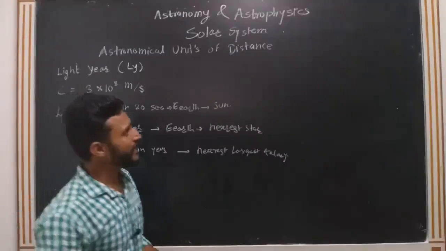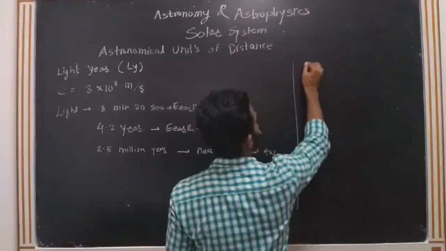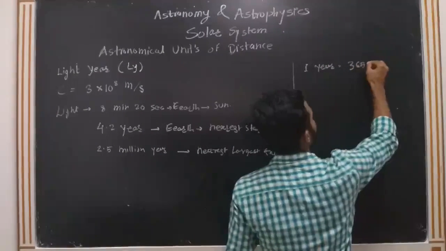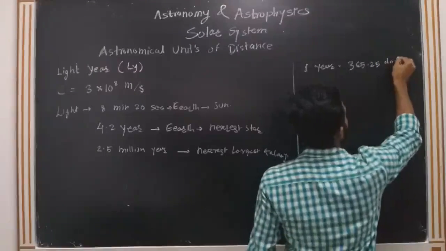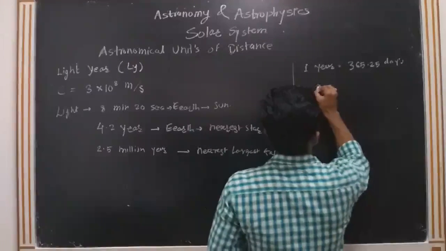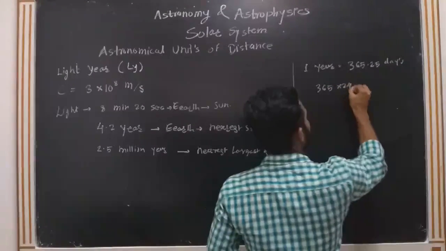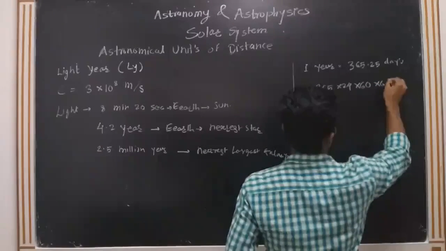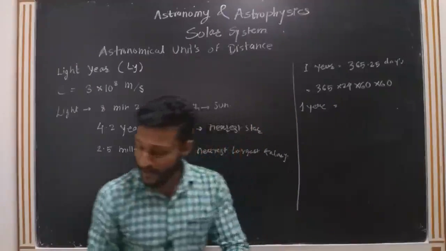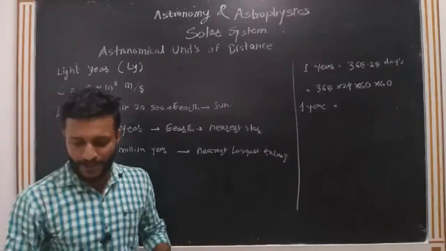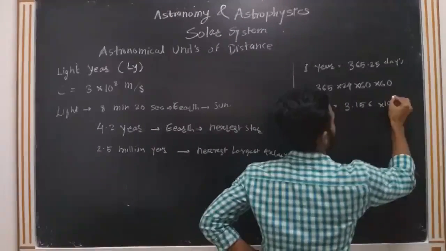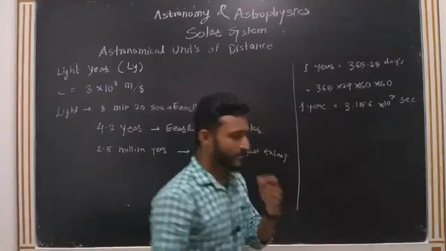All right, so 1 light year. We know that 1 year is equal to 365.25 days. This 0.25 is because of leap year. Therefore, 365 into 24 into 60 into 60. So 1 year has near about 3.156 into 10 raised to 7 seconds.